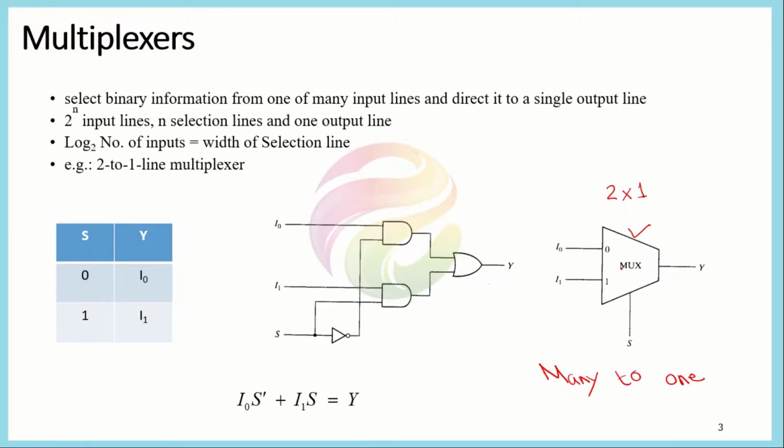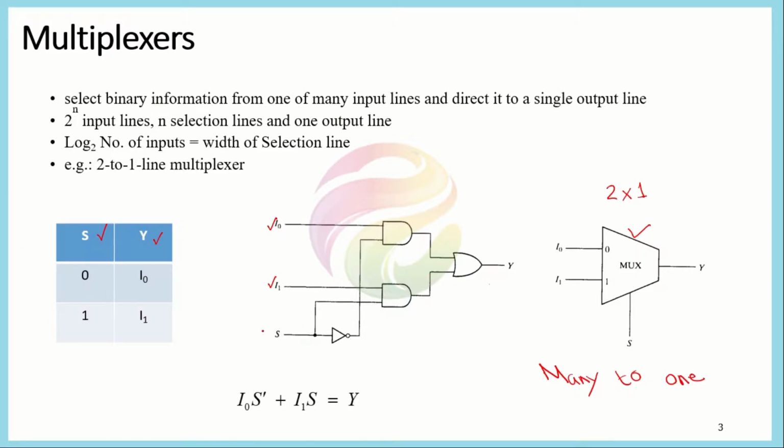Now we will check how this mux or multiplexer works. First, we design a truth table for that. Here we have a selection line which is represented as S, a 1-bit line, and Y is representing the output of the system. We have two inputs here, one is I0 and the other one is I1. What the mux does is that at any given time, depending upon the value of S, it selects one of the inputs and connects it to the output.